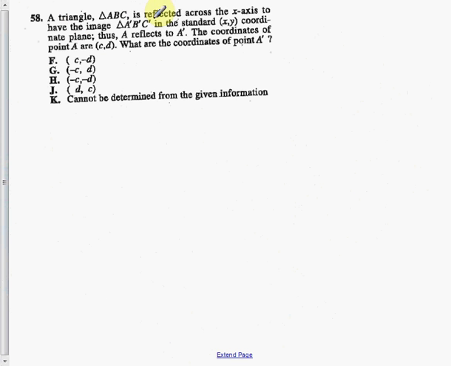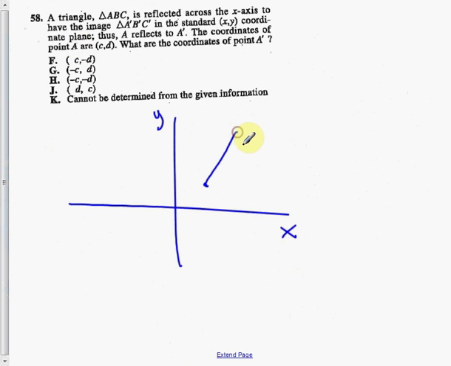A triangle ABC is reflected across the x-axis to have the image triangle A prime, B prime, C prime in the standard XY coordinate plane. Thus, A reflects to A prime. The coordinates of A are C and D. This is point A. So it says here that it's reflected, which means it has this mirror image across the x-axis. So that means it is doing this.